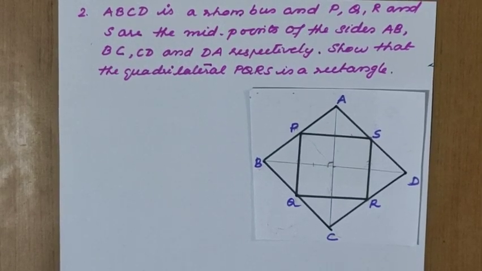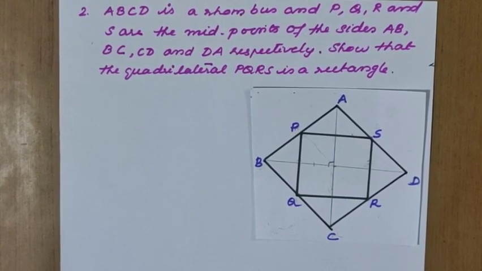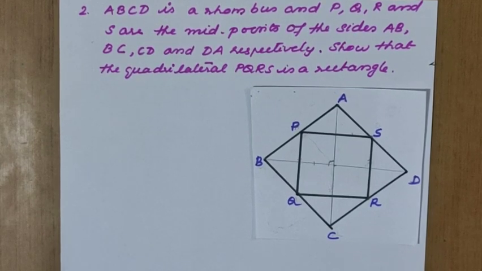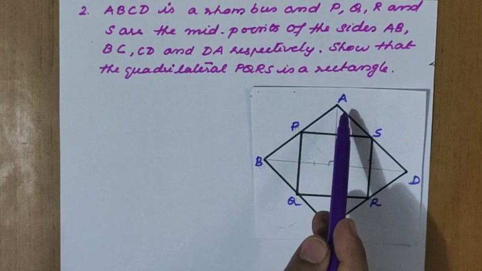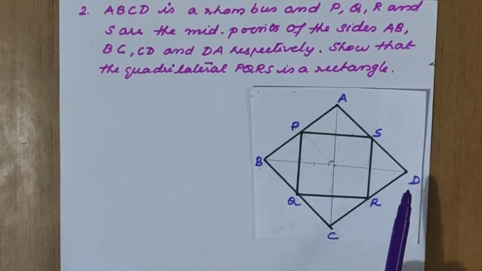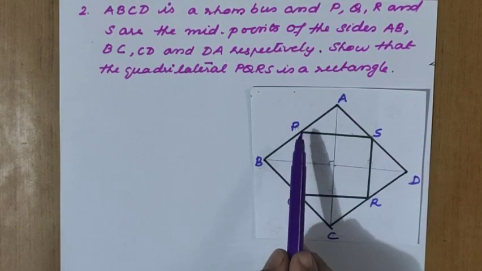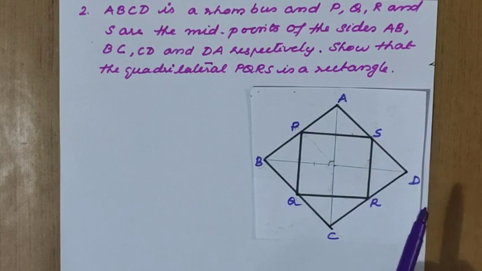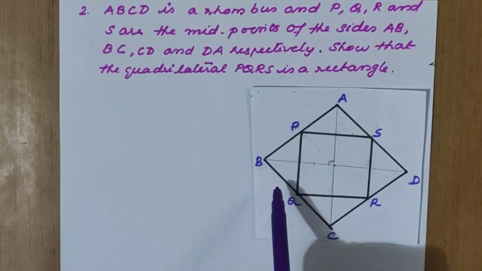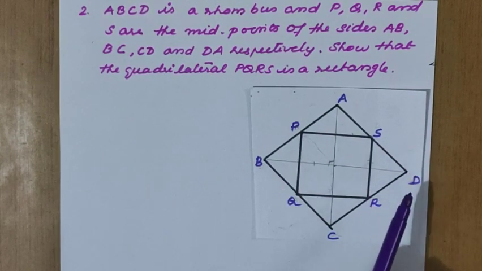We are continuing the same exercise 8.2, question number 2. ABCD is a rhombus. P, Q, R, S are the midpoints of the sides AB, BC, CD and DA respectively. Show that the quadrilateral PQRS is a rectangle. See the question, ABCD is a rhombus. What is given there? P, Q, R, S are the midpoints of the sides AB, BC, CD and AD.